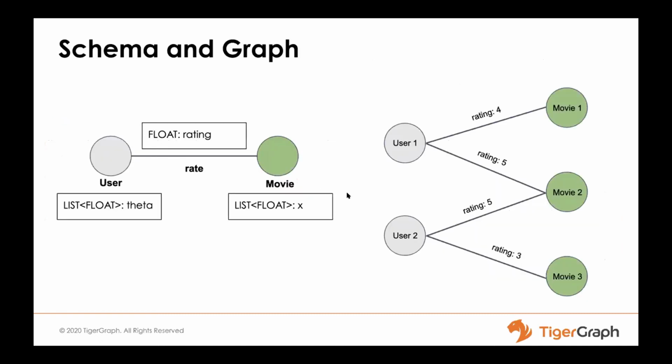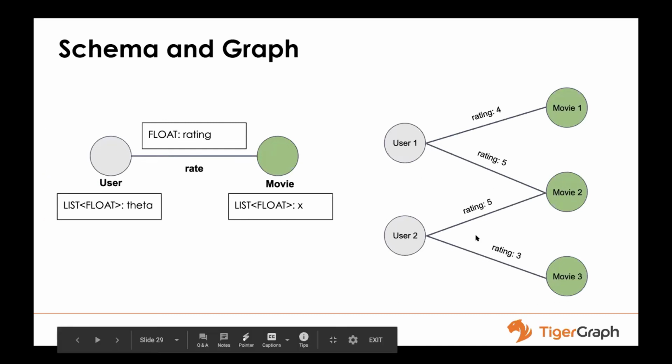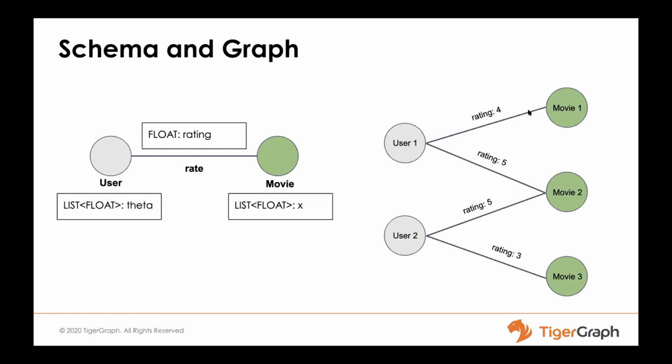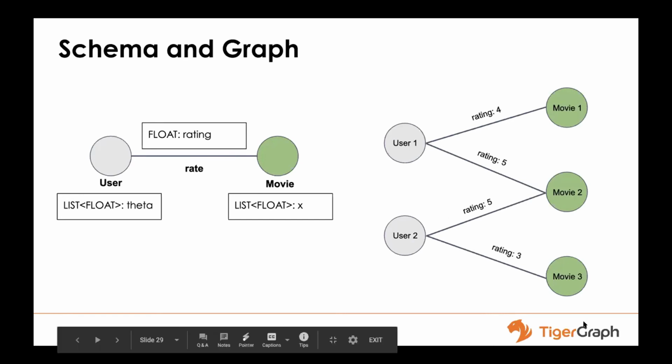So now let's review very quickly the schema we need to implement this latent factor model. The schema is quite simple. We only need two vertices, user and movie. On the user, we have a list theta to store its user profile vector. On the movie, we have a list x to store its movie feature vector. And the rating is stored on the rate edge. This is what the graph looks like after we load the data. For those movies that have ratings, we create an edge. If the user has not rated the movie before, those two nodes will be disconnected.